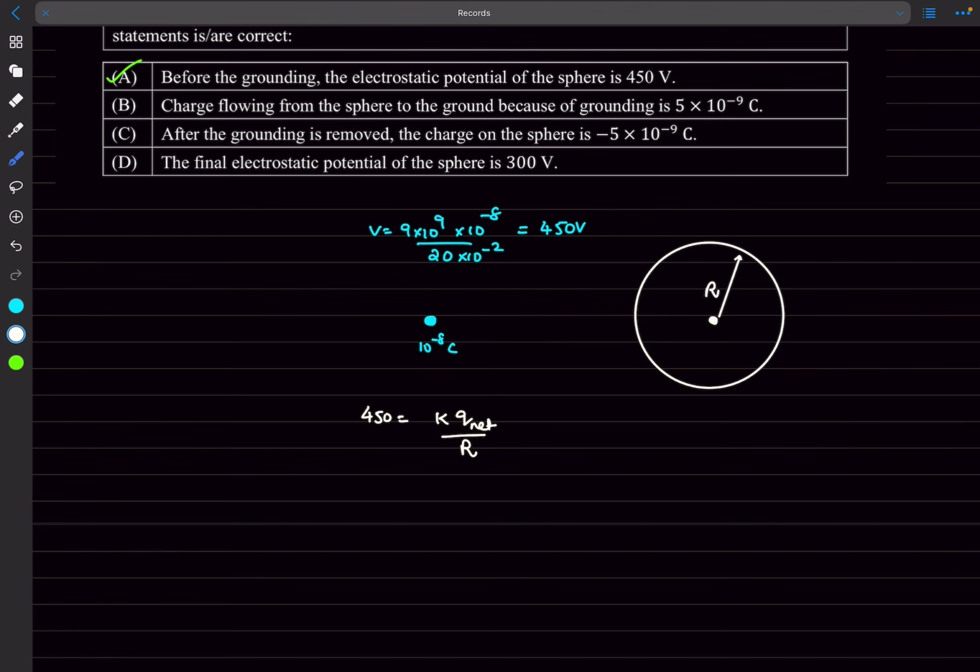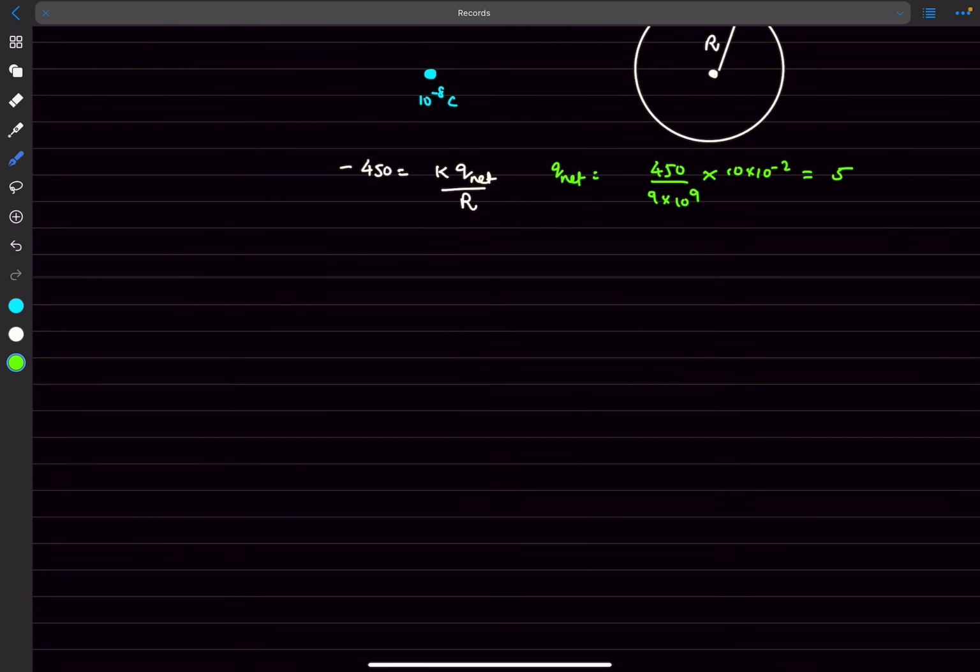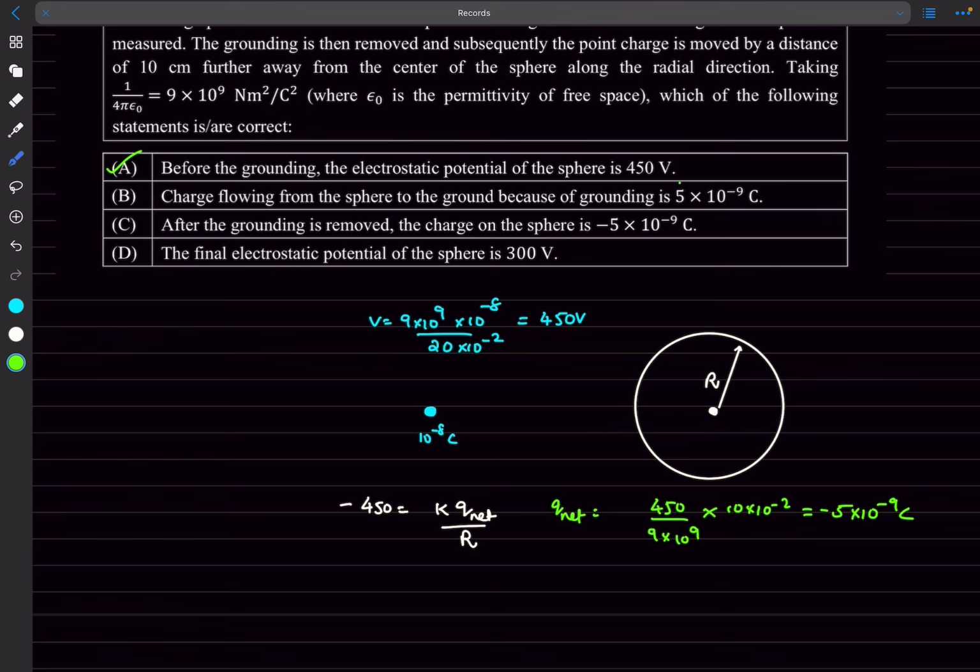In fact it will be minus 450, because plus q contributes plus 450. The surface charges should contribute minus 450 so that the total becomes 0 at the center. So the q net on the surface of the sphere will be minus 5 into 10 to the power minus 9 coulomb. Which means the charge flowed from the sphere to the ground, right? Or in other words, we can say this amount of positive charge flowed from the sphere into the ground. So option B would also be correct.